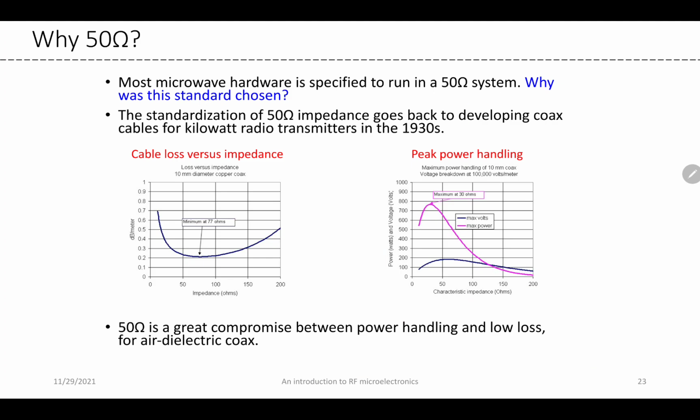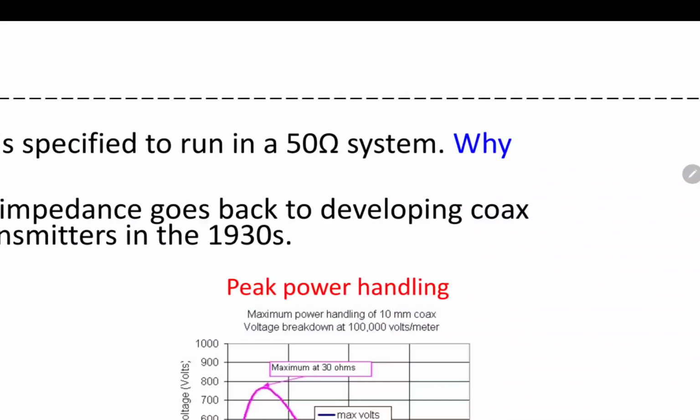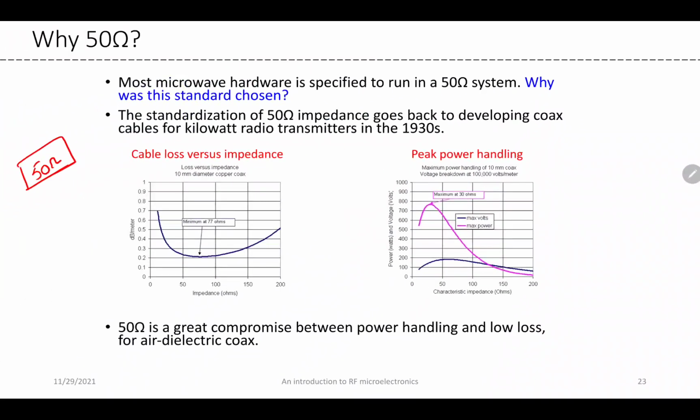Now, before we move forward, in the RF domain, we'll talk a lot about 50 ohms. This is a number we'll encounter at a lot of places, repeatedly throughout this course. So why 50 ohms? What is 50 ohms?